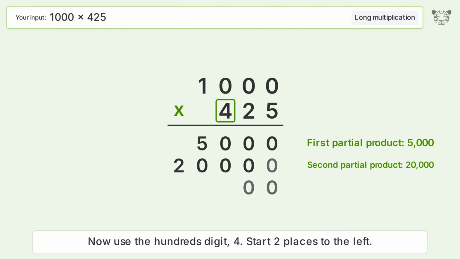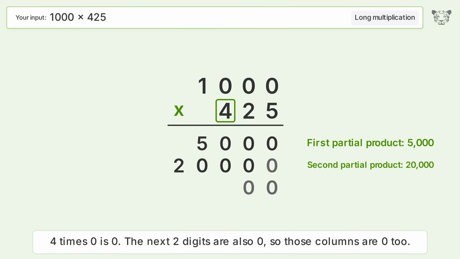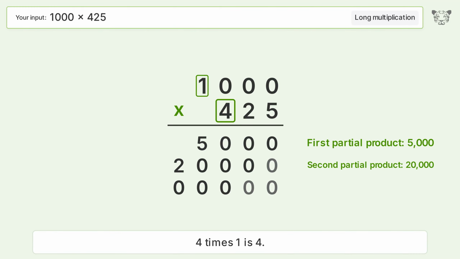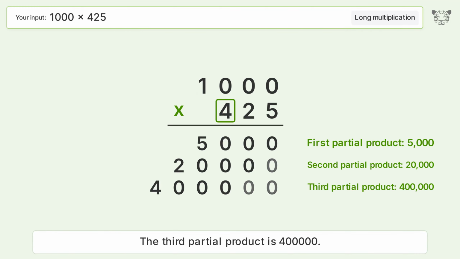Now use the hundreds digit, 4. Start two places to the left. 4 times 0 is 0. The next two digits are also 0, so those columns are 0 too. 4 times 1 is 4. The third partial product is 400,000.